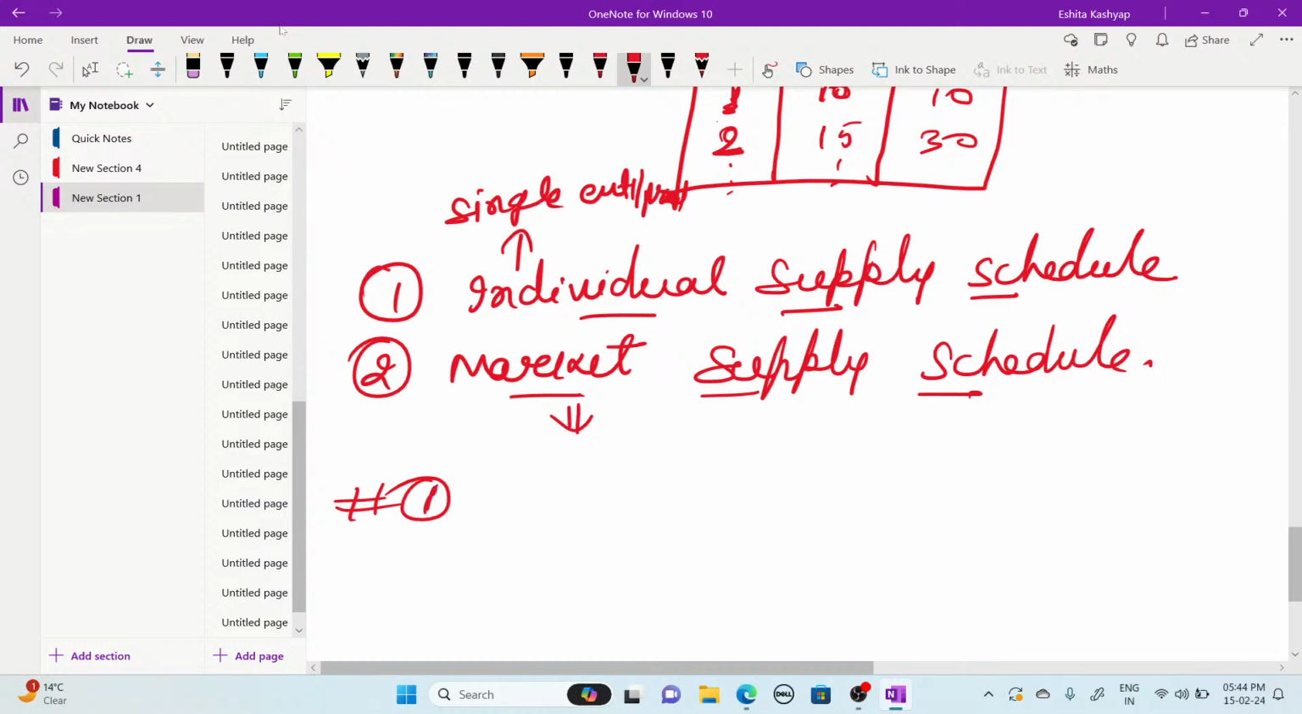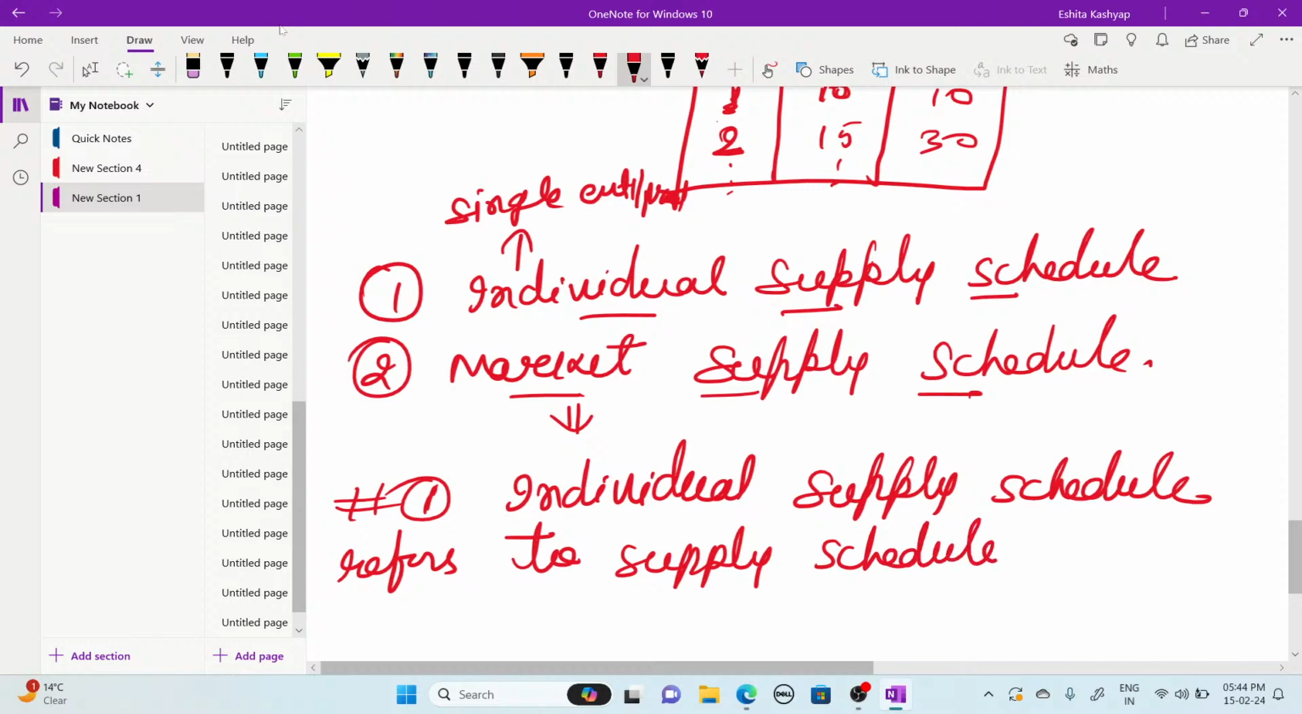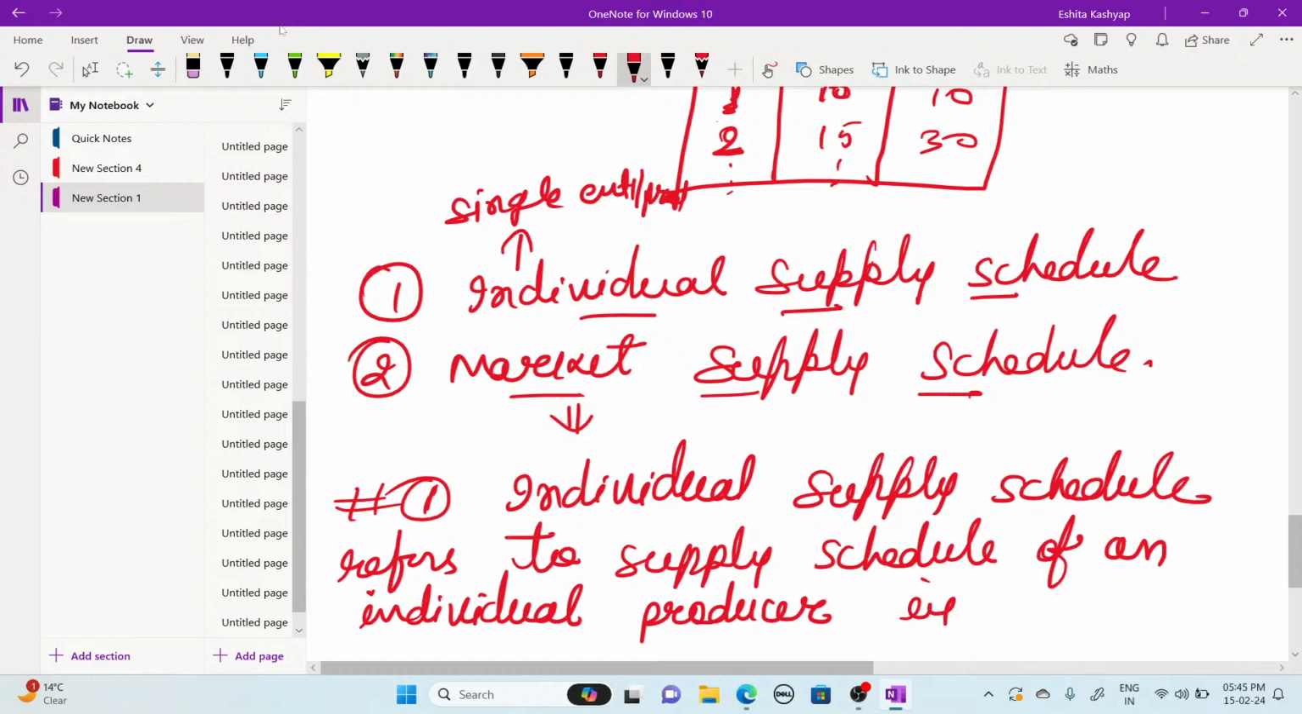So let's discuss first the individual supply schedule. Individual supply schedule refers to the supply schedule of an individual producer or a firm in the market. It shows different quantities which a firm is willing to sell at different prices.